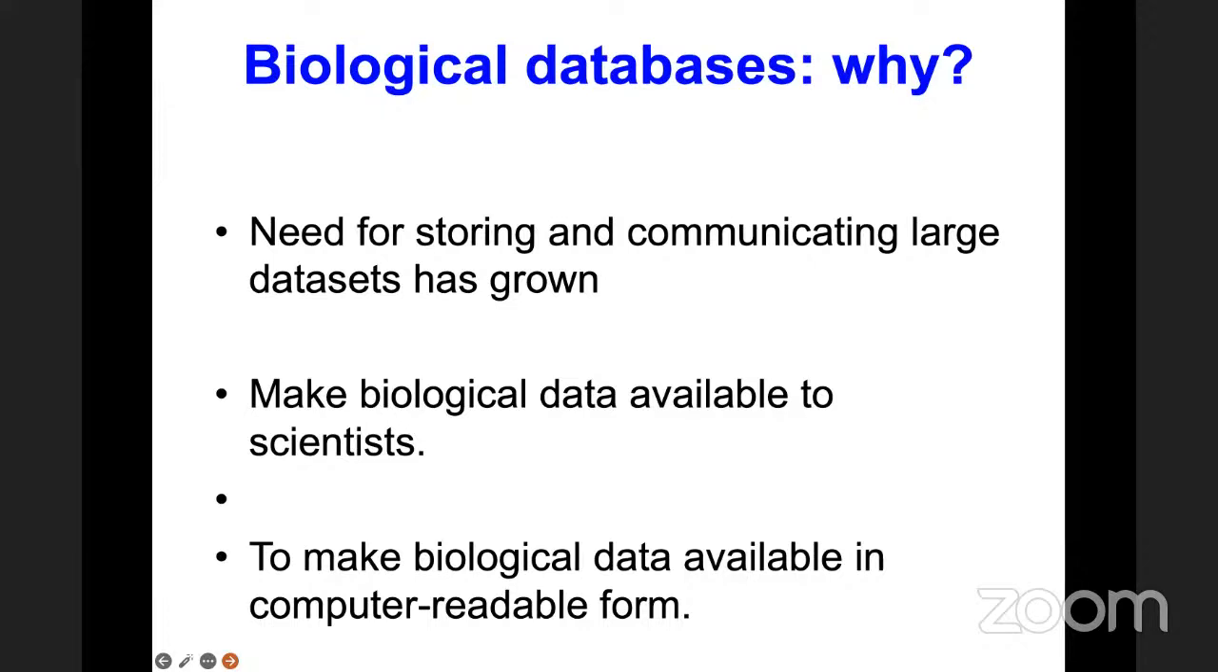So these are the two major reasons. One, the large volume of data: to store a large volume of data in a structured manner. Second, to make it available globally to the whole scientific community.